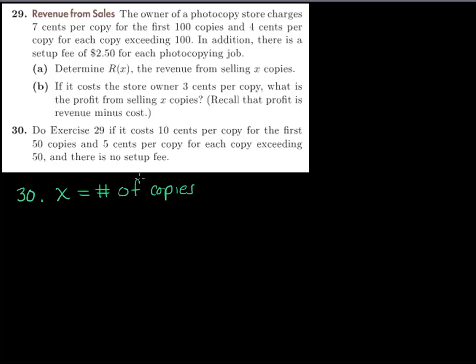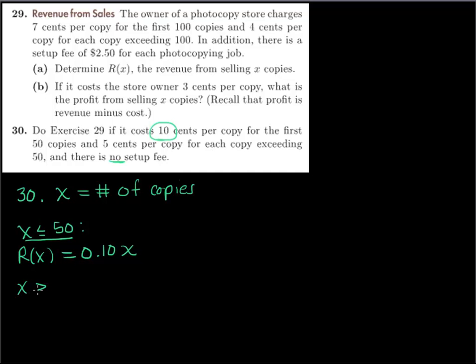And so what I need to do is determine the revenues. What I want to think about first is, what if I have less than 50 copies? What would my revenue be? If I have less than 50 copies, R of X, right? This says no setup fee, so I'm not going to worry about a setup fee. And I have 10 cents per copy, so I can simply do 10 cents times X.